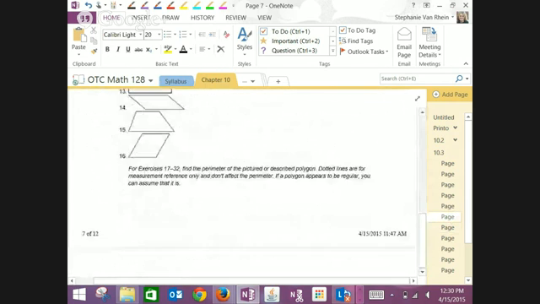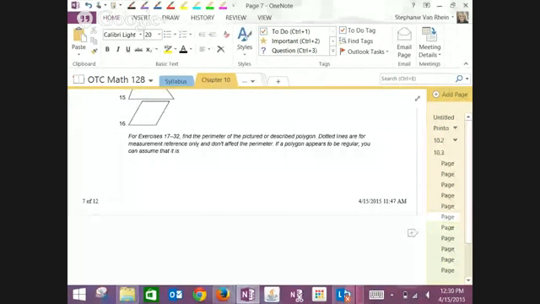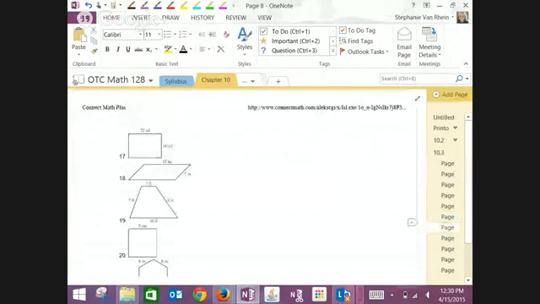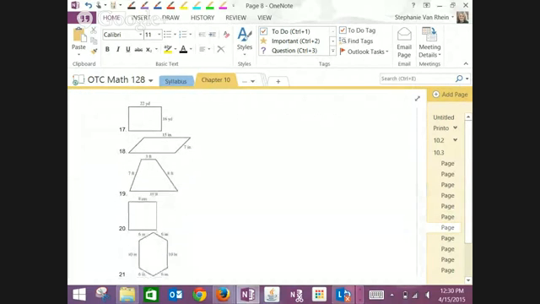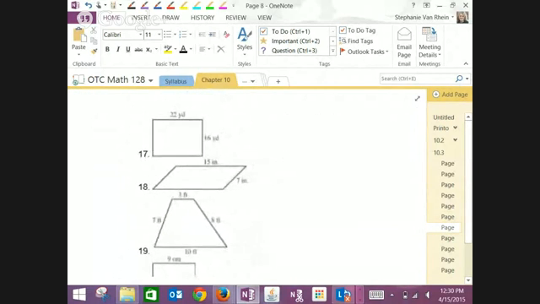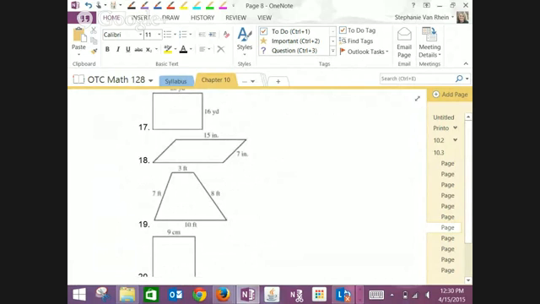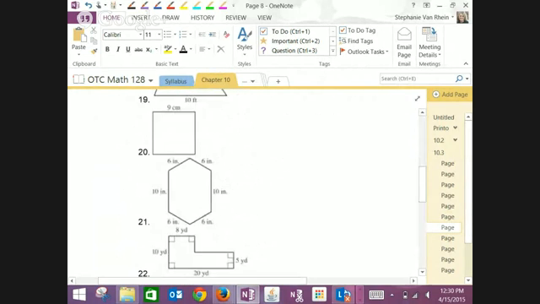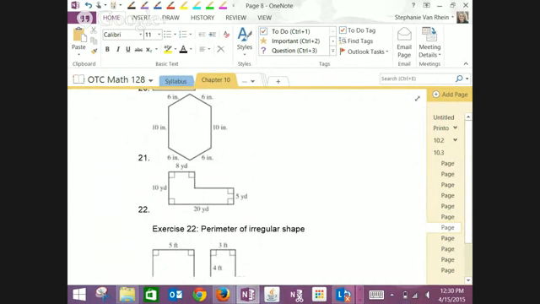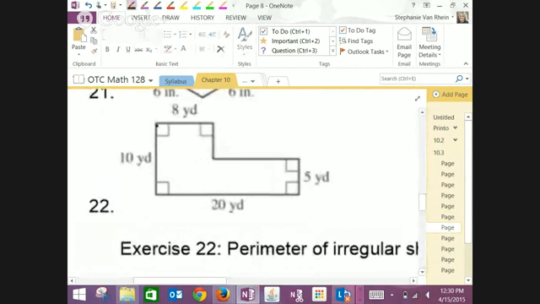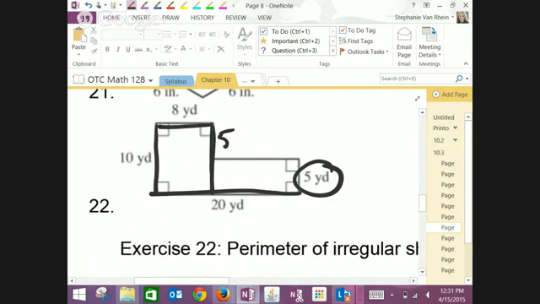Starting 17 through 32, you're finding perimeter. So those are all pretty standard. On 21, you have to be careful. This is 10 yards, so this together would be 10 yards. So if you know this is 5, you know this is 5. All this together is 20 yards, so if you know this is 8, you know this is 12.